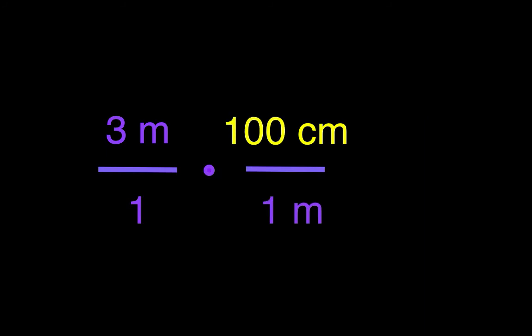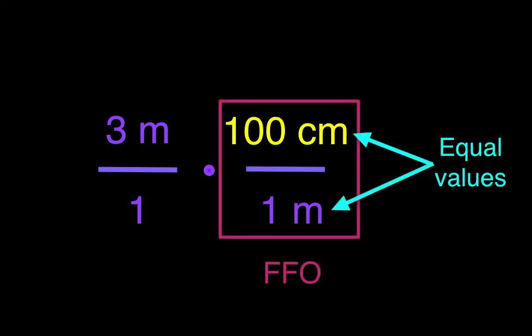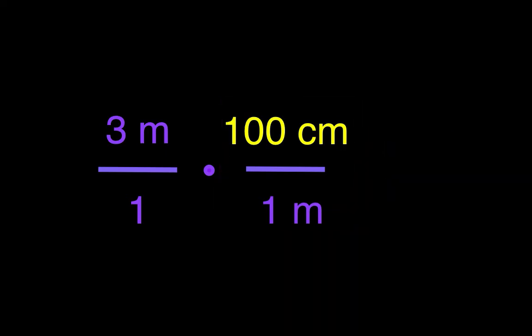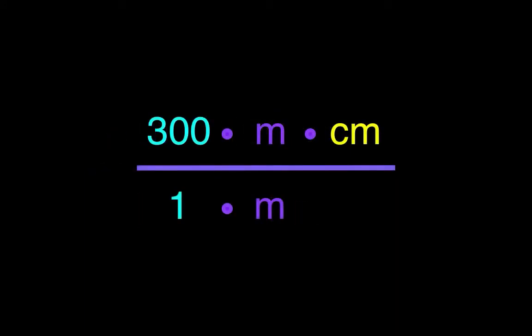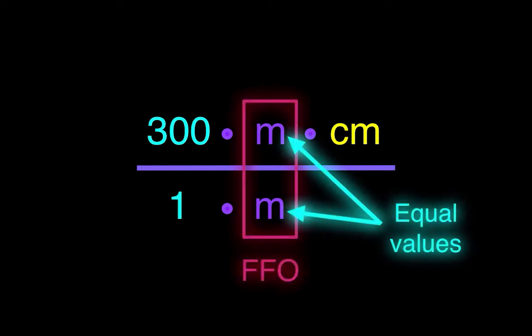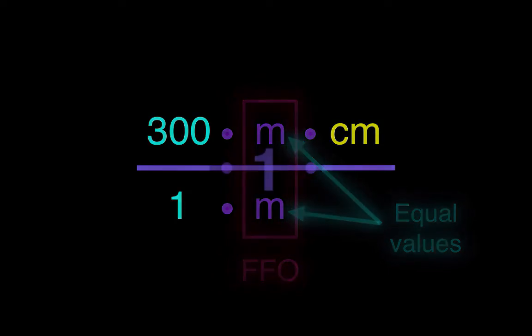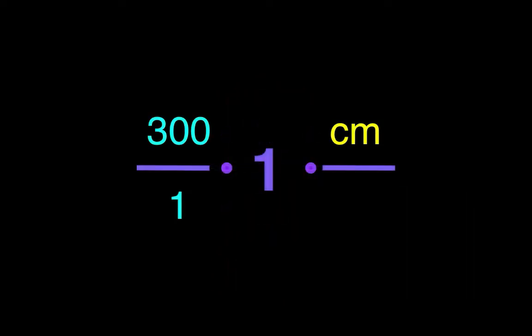In the fancy form of 1, the numerator and denominator must be equal. I know 100 centimeters is equal to 1 meter. If we multiply our fraction straight across like we're supposed to, we see this is the same as 300 times a meter times a centimeter divided by a meter. And voila! A meter over a meter is a fancy form of 1. When we multiply everything else together, we see that 3 meters is equal to 300 centimeters.